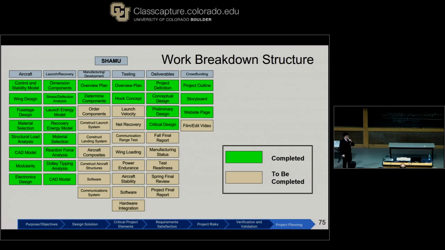This is our work breakdown structure. As you can see, items completed in green have been done for this semester, while items yet to be completed in beige will be done in this upcoming semester.